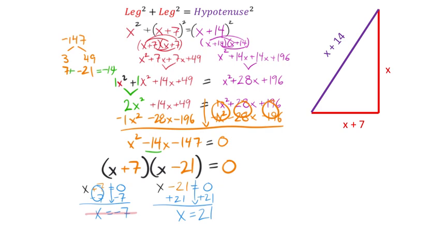Let's see. If we got 21, then this side would be 21. This one would be 28. And this side length would be 35. Okay. Well, let's see if that works in our calculator. So what I'm going to do is take the two legs of 21 and 28. Seems kind of off to me, but let's find out for sure.